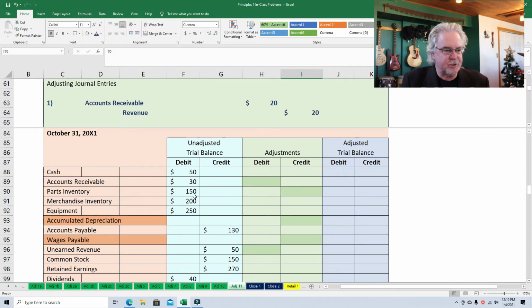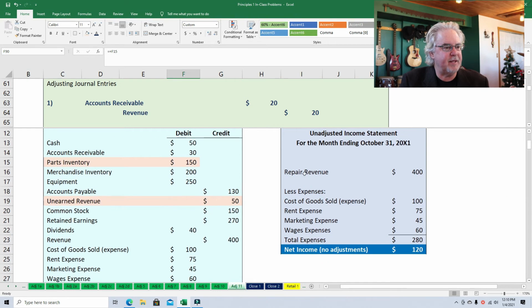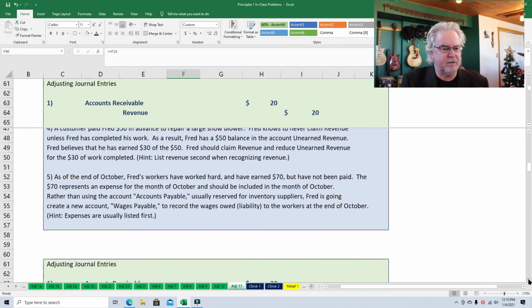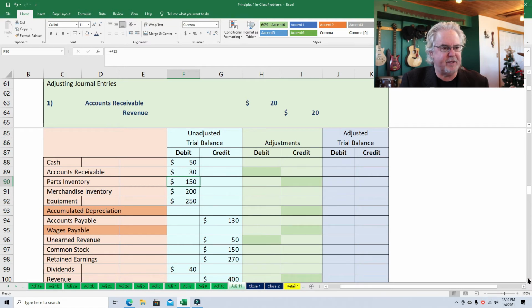So here's what's happening. This unadjusted trial balance, here the $50 and the $30 and the $150, where did that come from? That came from the original trial balance. So this original trial balance up here, all I did was take these numbers and set them down here in this big giant spreadsheet. That's all I did. Copied them. That's it. No math was done, just copying. All right, so copy these numbers down here.